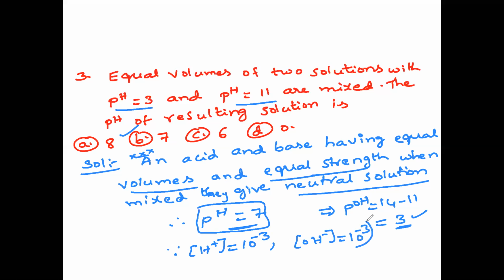So these concentrations as well as the volumes are equal. When concentrations and volumes are equal for acid and base, the resultant solution becomes neutral. So the answer is 7, because the pH of a neutral solution is equal to 7. So the second option. I hope it is clear. This statement is very, very important, that's why I have discussed it. Next question. Let us see the next question.